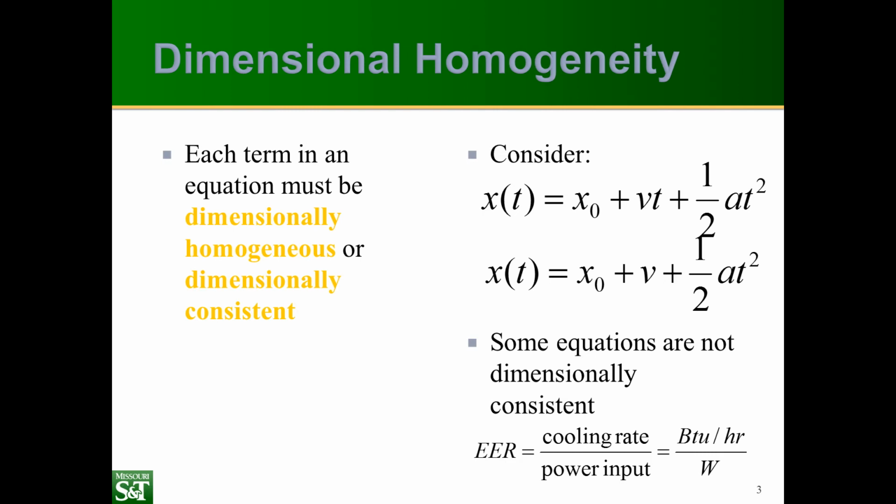Now, some equations in engineering are not dimensionally consistent. One example is the energy efficiency rating for air conditioners. We measure air conditioner performance in the United States in BTUs per hour, which is how much heat you can remove from a building. However, we measure energy consumption in watts or kilowatts. So the EER is the cooling rate in BTU per hour divided by the power input in watts. Now the dimensions are consistent here, but the units are not. A more scientific version would be the coefficient of performance, where we would put the cooling rate in watts and the power input in watts, and we would end up with a unitless number.